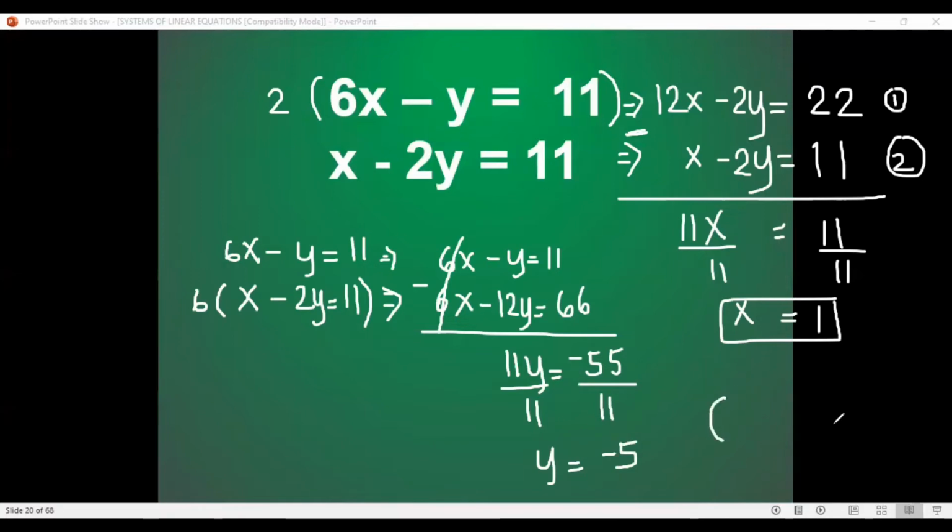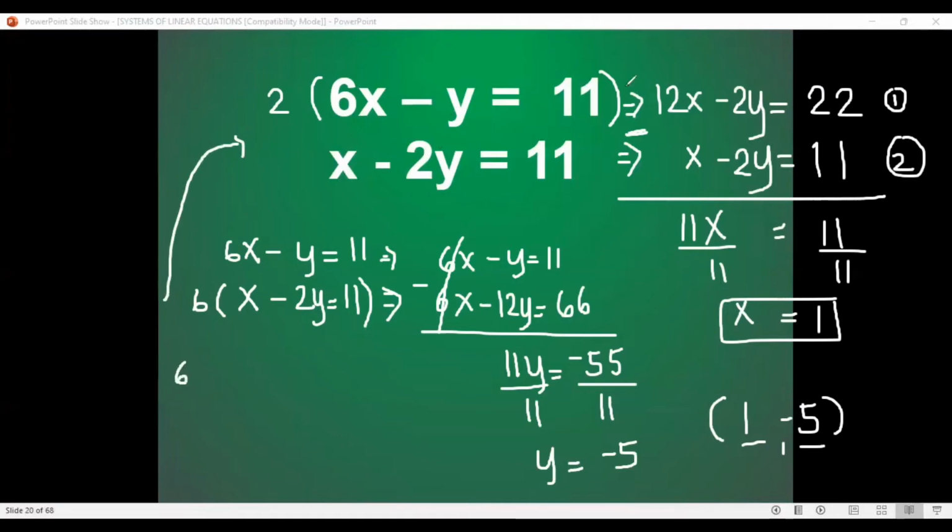When we give the solution set, it should be an ordered pair (x, y). Since the value that we obtained for our x is 1, we just fill in that 1 there, and then your y is negative 5. So the solution for our question here is (1, negative 5). If you want to do the checking, we can simply substitute by referring to that 1.